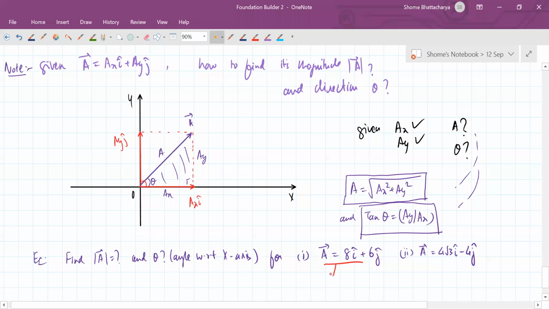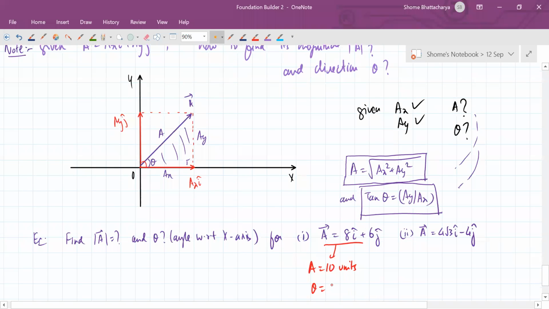Okay, correct. So this is the answer you people should be getting. For the first one, the magnitude of the vector should become 10 units. And the angle should be actually 37 degrees. That is the same thing as tan inverse of 3 by 4. Whereas for this one, magnitude will be 8 units and the angle will be how much? It will be 330 degrees, or you can express it as minus of 30 degrees.